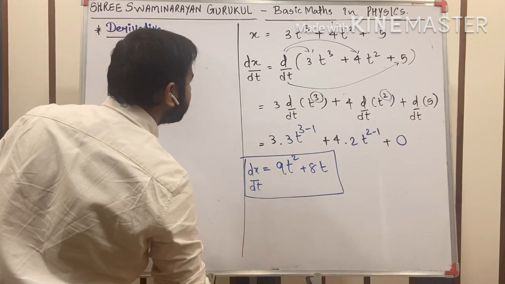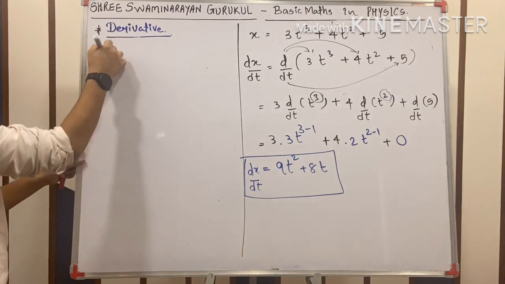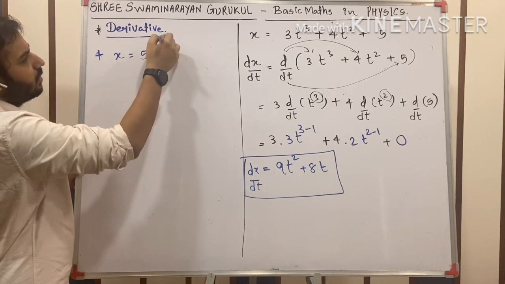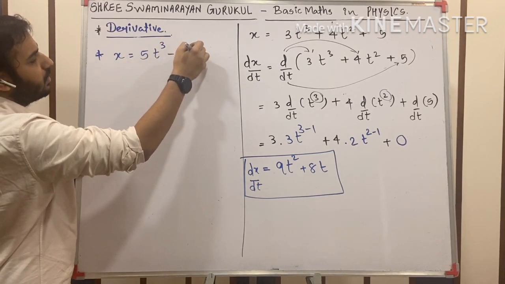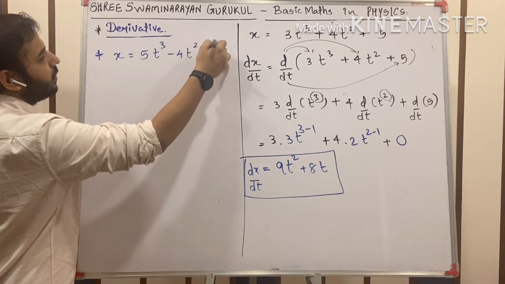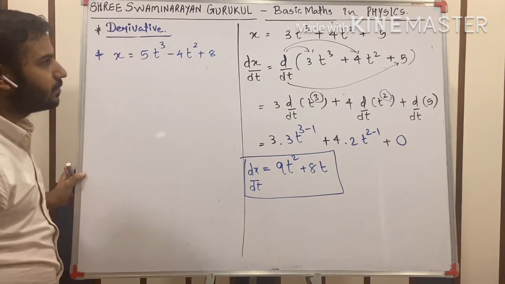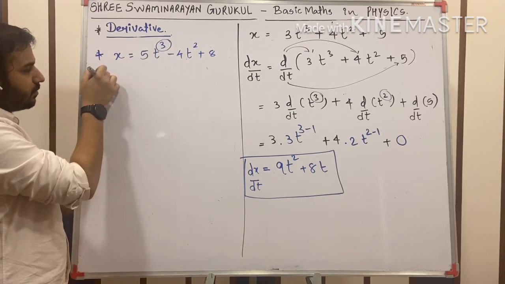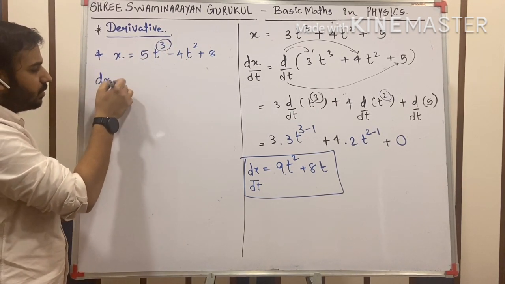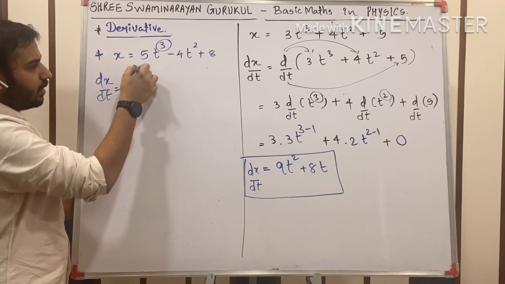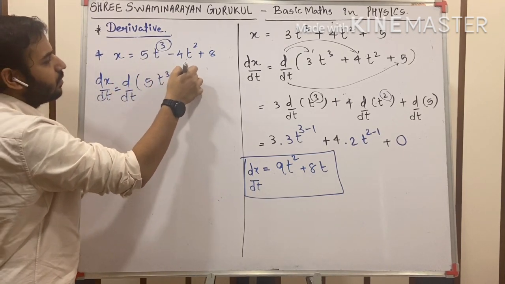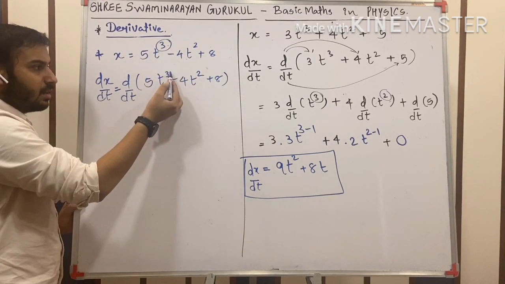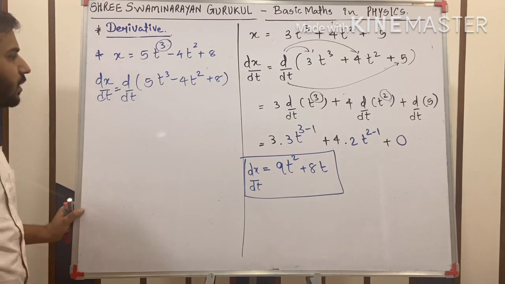One more question on the basis of this. Say x is equal to 5t cube minus 4t square plus 8. Okay. So this is 3, dx upon dt, d by dt of this 5t cube minus 4t square plus 8. I was talking about this. Instead of n, we have 3 over here.